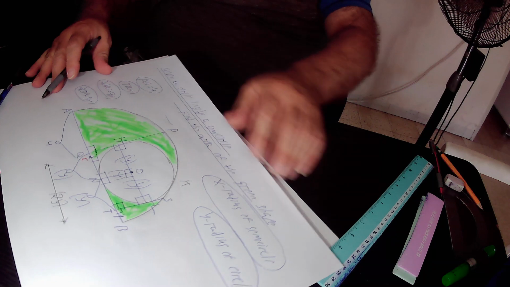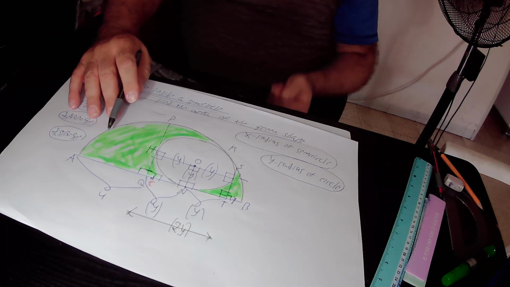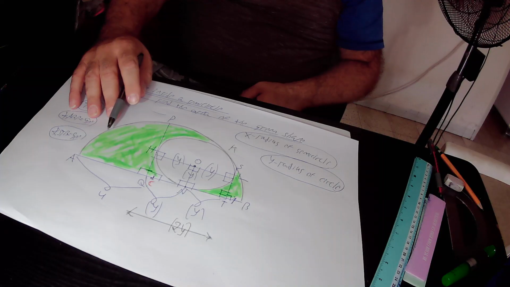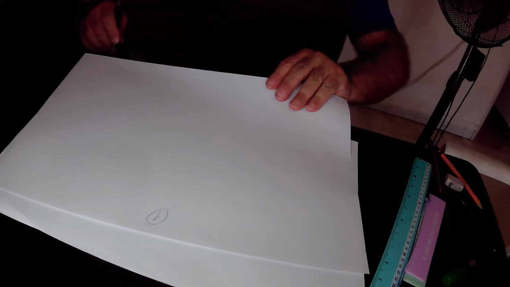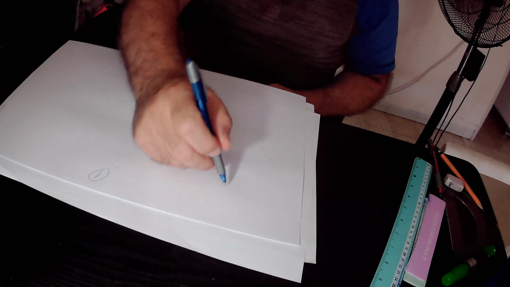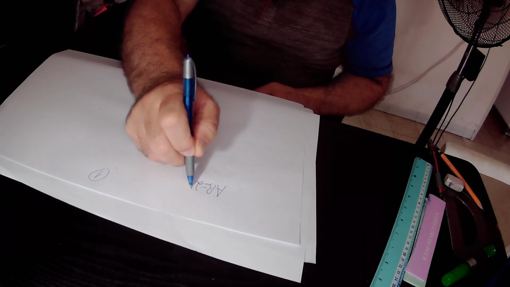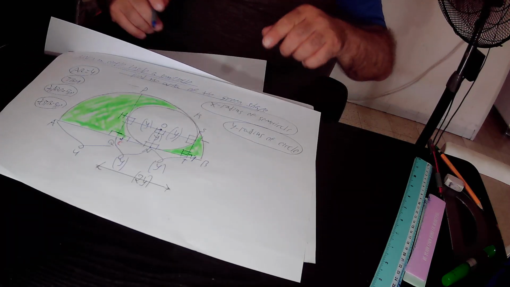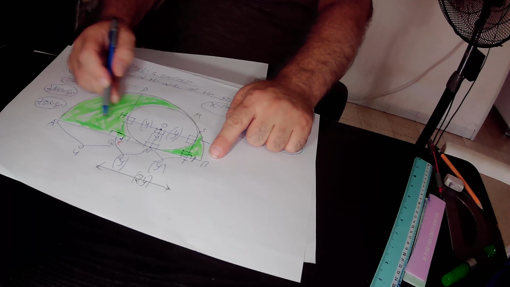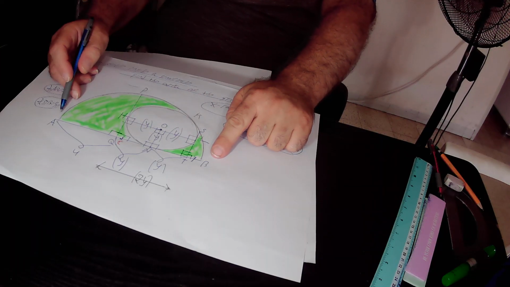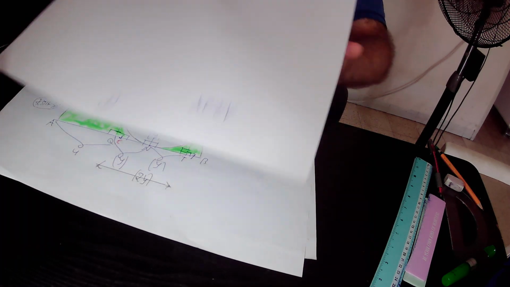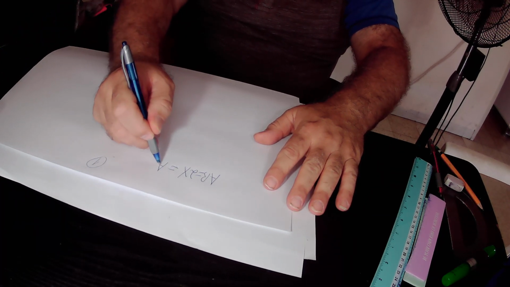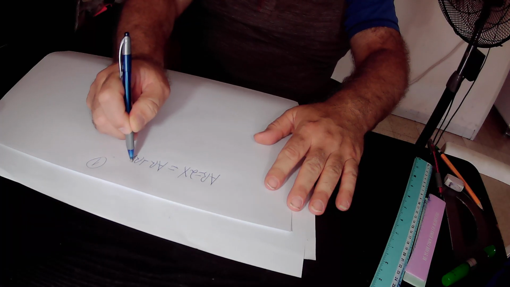AB is the diameter of this semicircle, and therefore it is equal to 2x. It is twice as long as the radius that is x. AB equals 2x from one side, but from the other side, AB in total equals AQ plus QT plus TB. So I write it down. AB in total equals AQ plus QT plus TB.